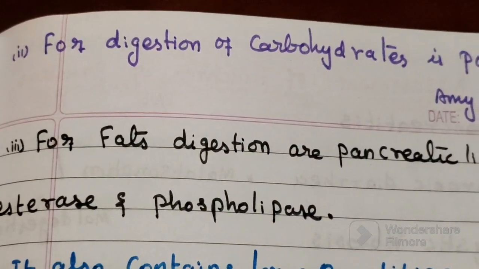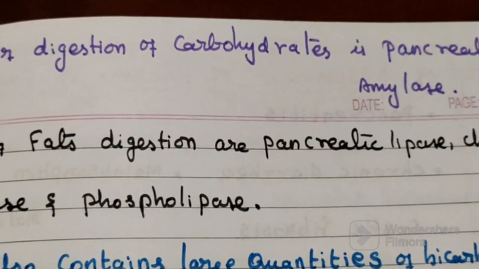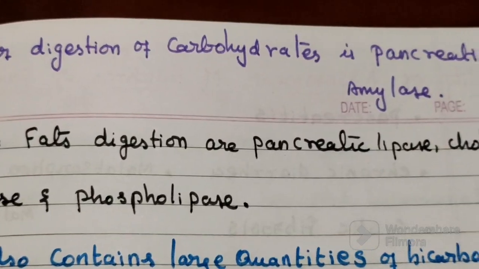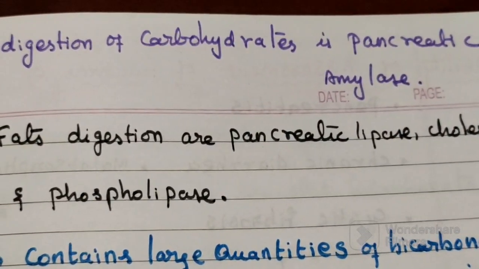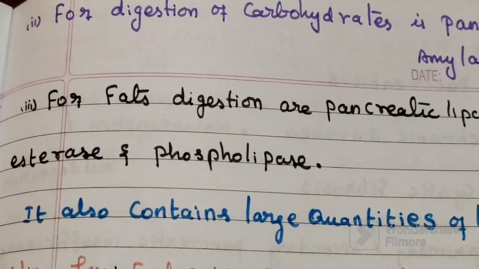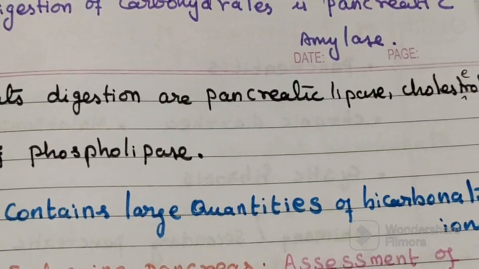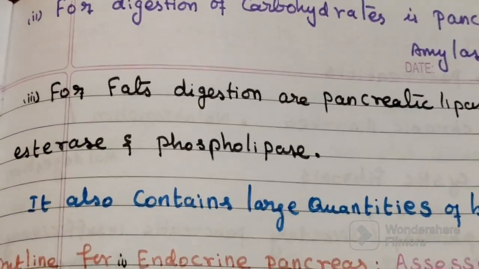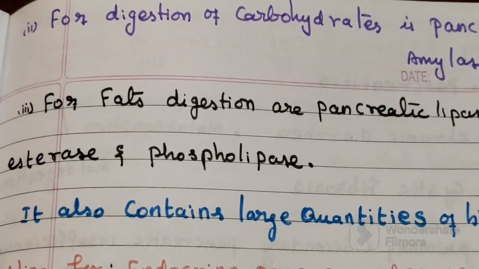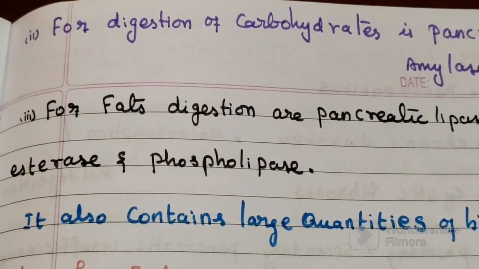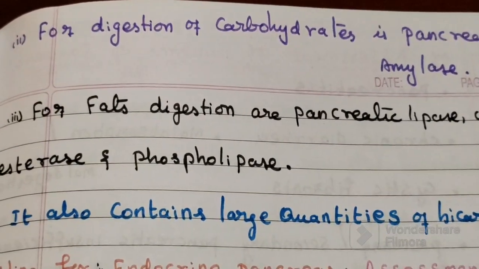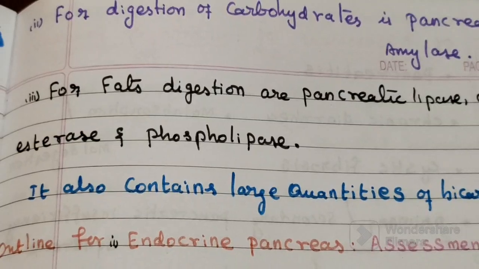For the digestion of carbohydrate, acinar cells secrete pancreatic amylase. For fat digestion, pancreatic lipase, cholesterol esterase and phospholipase are secreted by the acinar cells of the pancreas. So the secretion of digestive enzymes is the exocrine function of the pancreas.